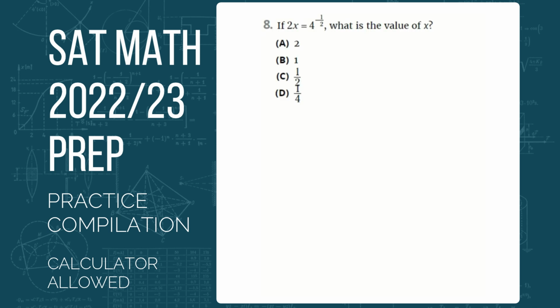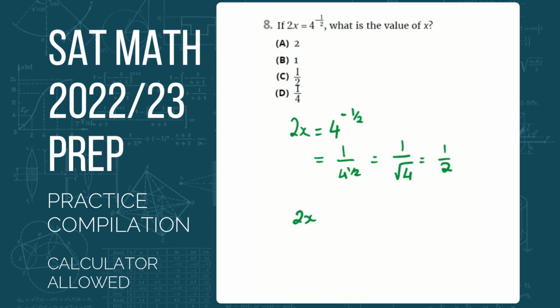If 2x is equal to 4 to the power of negative half, what is the value of x? Let's write it down. 2x is equal to 4 to the power of negative half. So the power of negative half is actually equal to 1 over 4 to the power of half, which equals 1 over square root of 4, which is 2.